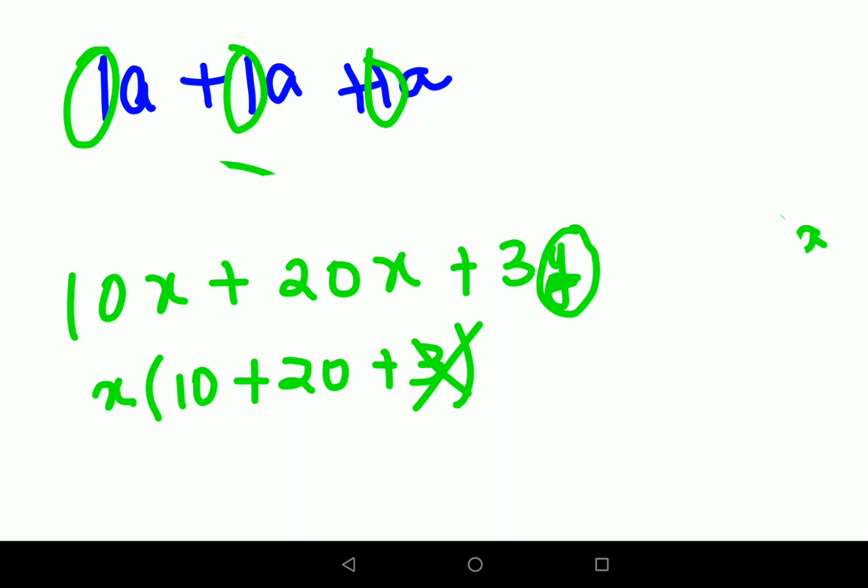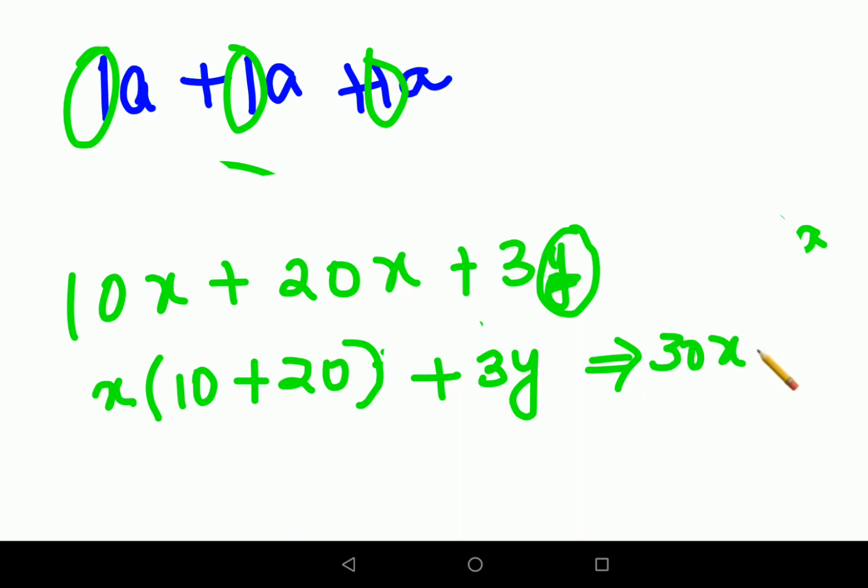It's correct. So here what would have happened in this case is that you just have to add the coefficients of x, that is 10 plus 20. And what will happen to 3y? It will continue as it is. Don't forget that you have to write it as well. So 10 plus 20 gets you 30x plus 3y. This is very, very important for everyone to remember. If the variables are different, then you cannot add the coefficients.